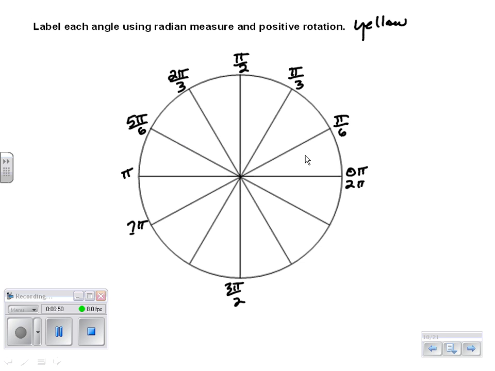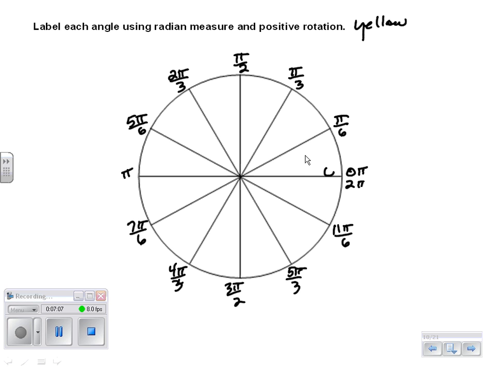Then we have 7 pi over 6. 8 pi over 6, which reduces to 4 pi over 3. 9 pi over 6 is 3/2. 10 pi over 6 is 5 pi over 3. Then we have 11 pi over 6.